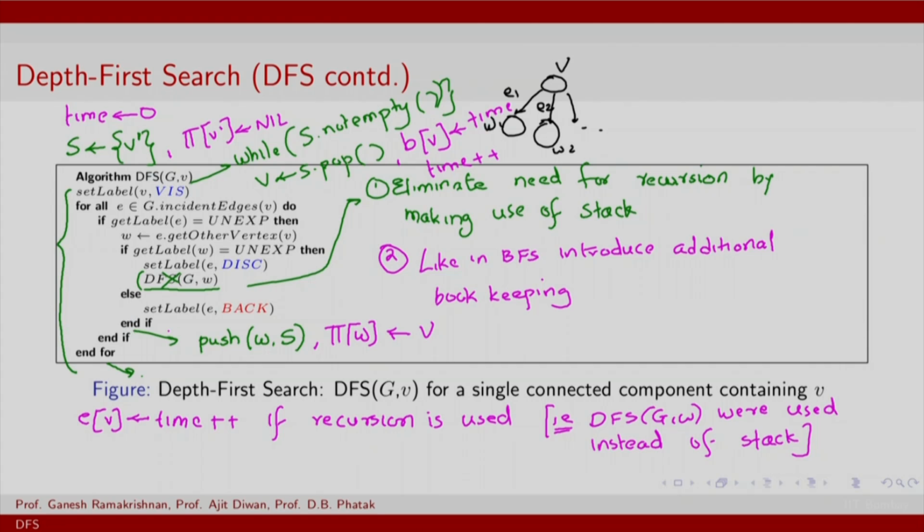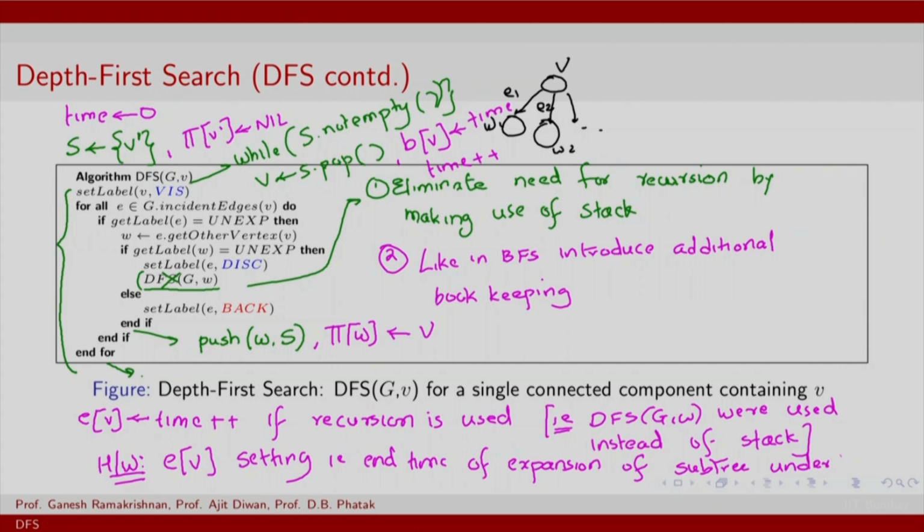E of V could also be set in the case of the stack being used instead of the recursive call, but I am going to leave that as homework. Your homework will be: how would you set E of V, the end time of our expansion of the subtree for node V, if a stack were used instead of recursion? So some of this bookkeeping might become handy in subsequent discussions.